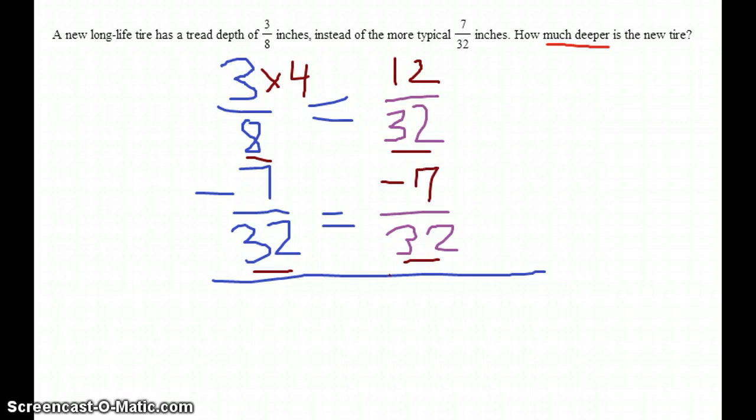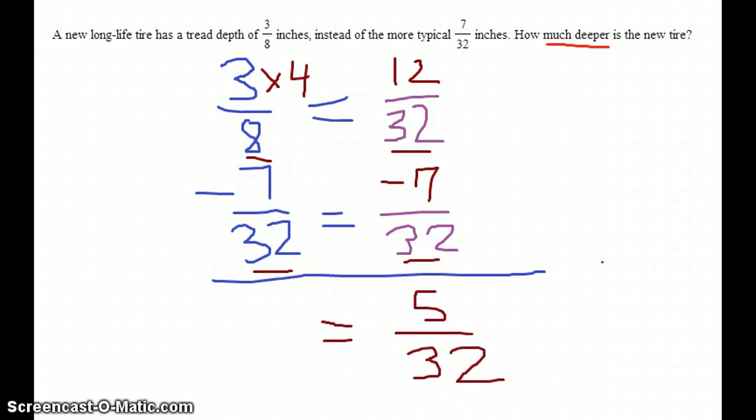Think of it this way: 32 can go into itself one time, and 1 times 7 will still give us 7. With subtraction, order is important. So if you subtract the numerators and get a negative answer, go back and switch your fractions. But here we're okay. So our final answer is 5 over 32. Again, look for keywords or phrases to help you set up and solve your word problem.